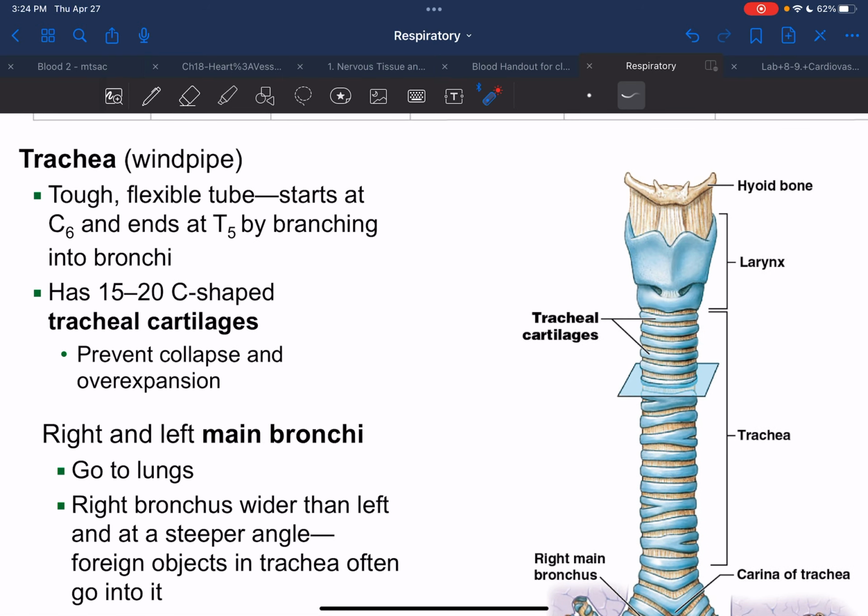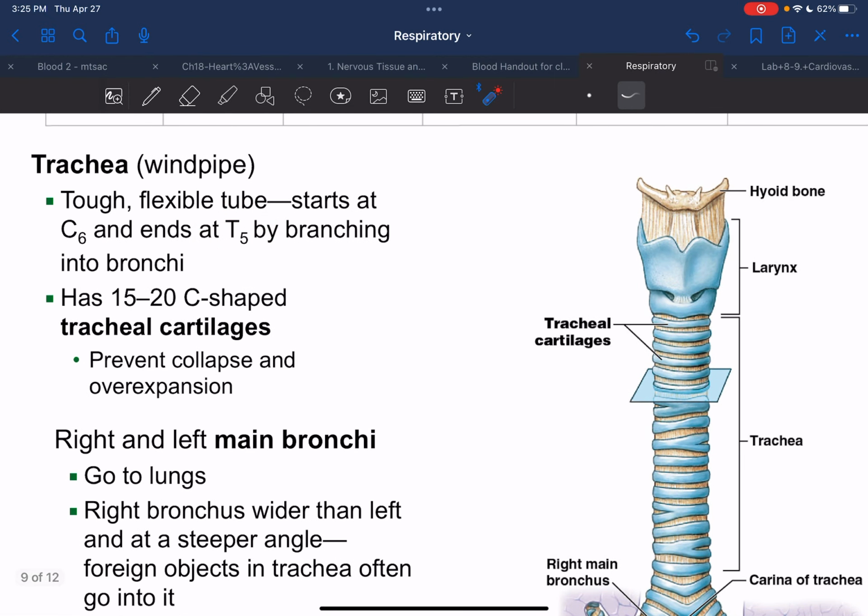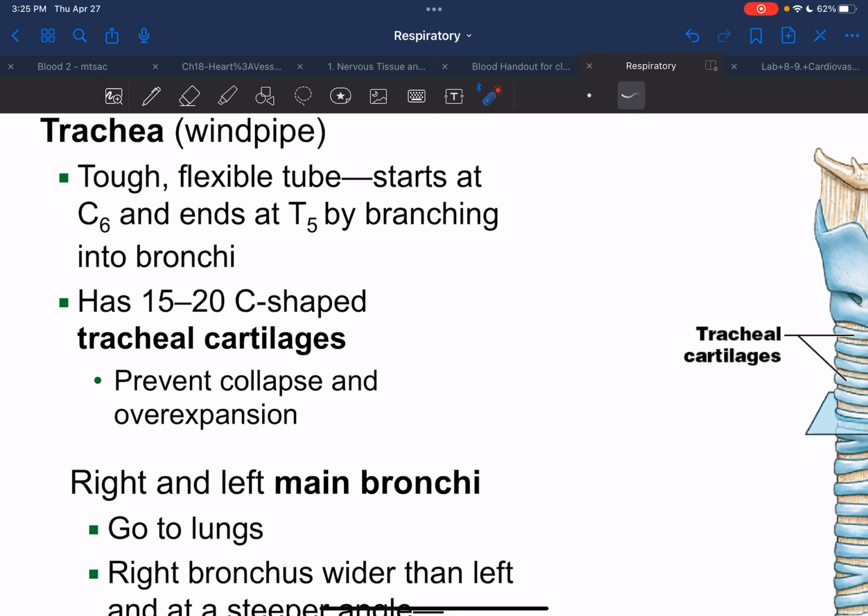And the trachea, if we look at this level, it begins at C6, your 6th cervical bone, and your 5th thoracic bone. And how many cervical bones do we have?